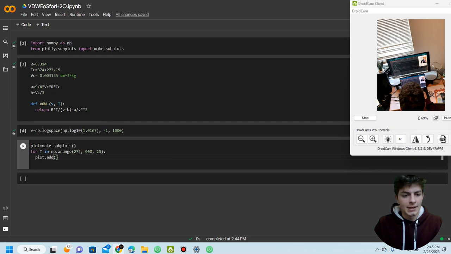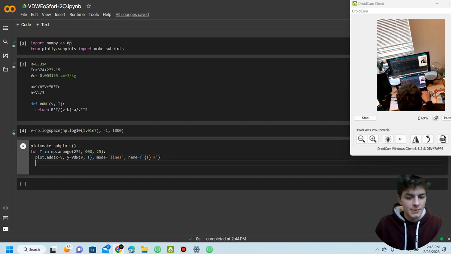What are we going to be adding here? We are going to be adding our x values being our volume, remember we said this is PV, and then our y values are going to be equal to, well, our van der Waals function, with inputs of volume and our temperature, which we have defined now. And mode, we can make that lines. Let's go ahead and actually name each one as well. We will name them as functions of whatever temperature we're at, and then they will be in degrees Kelvin.